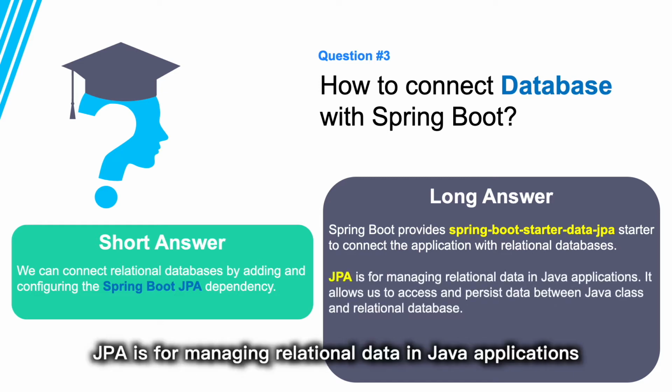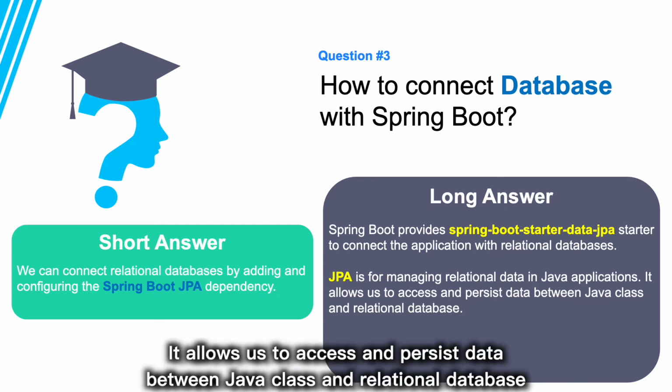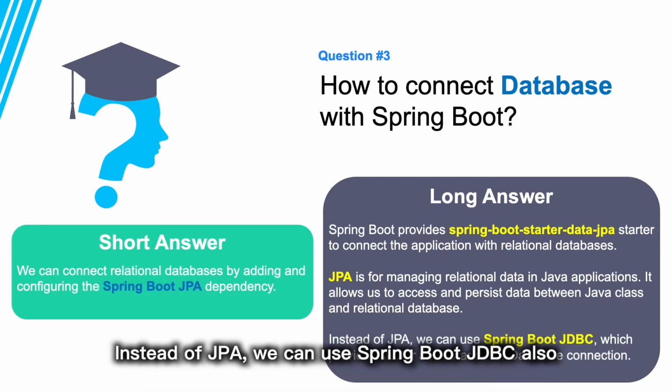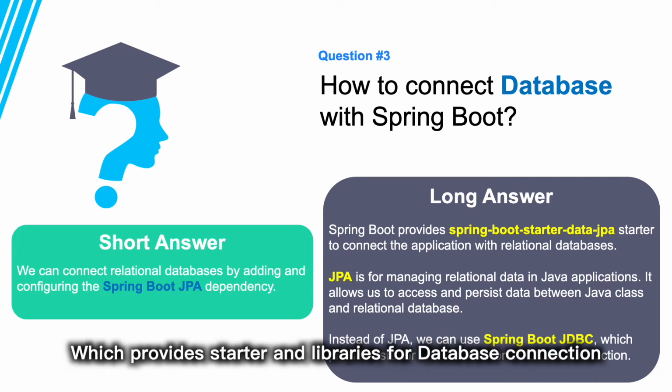JPA is for managing relational data in Java applications. It allows us to access and persist data between Java class and relational database. Instead of JPA, we can use Spring Boot JDBC also, which provides starter and libraries for database connection.